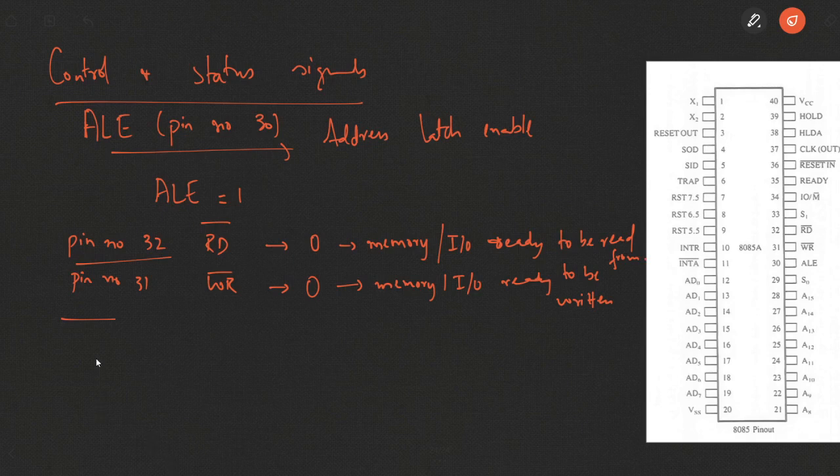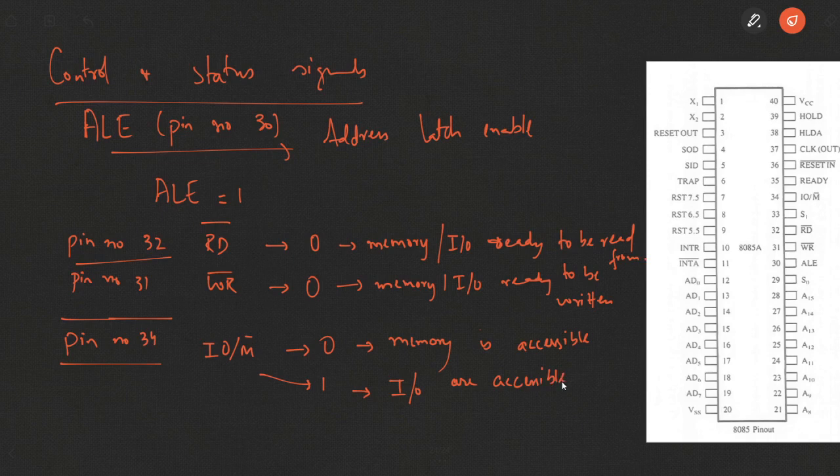Then you have pin number 34. Pin number 34 is IO/M bar. So if it is 0, it means that memory is accessible. If it is 1, it means IO, that's the input outputs that are interfaced with the microprocessor, are accessible.